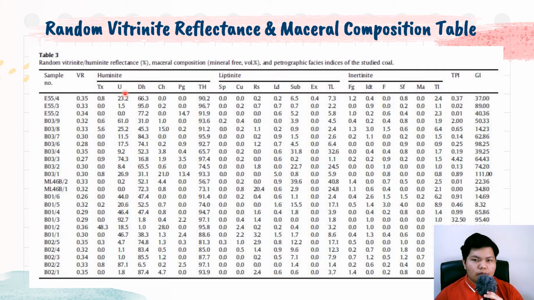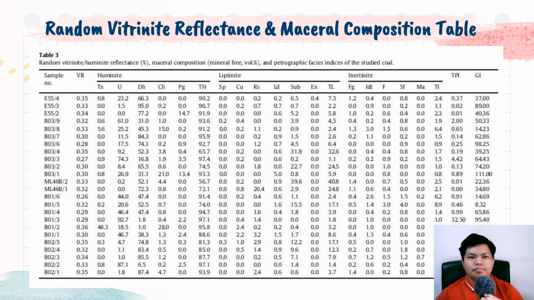For ulminite, the percentage is 23.2% for sample number E55/4, and the detrohuminite percentage is 66.3% for sample number E55/4. It is the same for other main groups of maceral composition such as liptinite and inertinite.